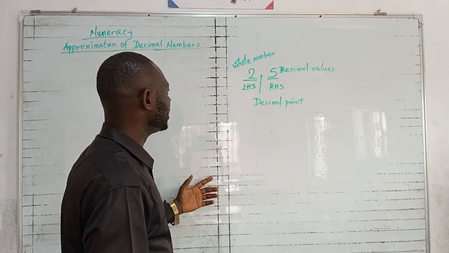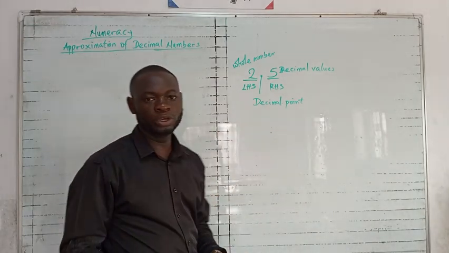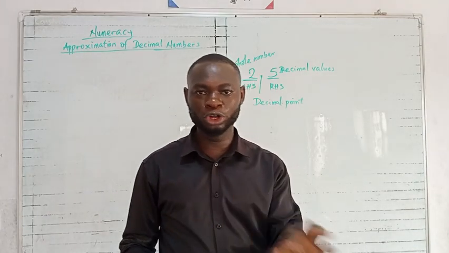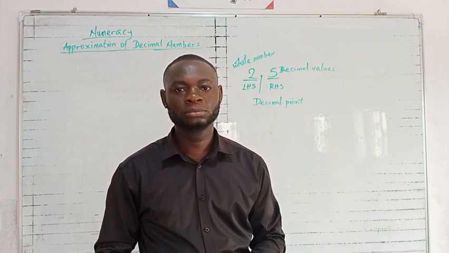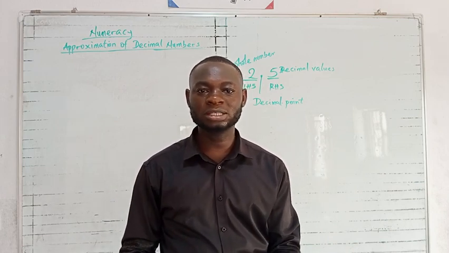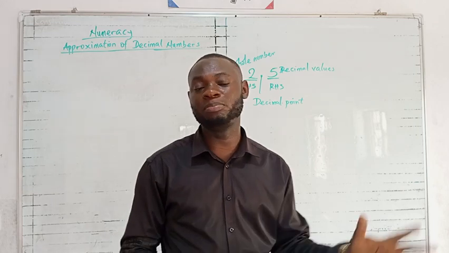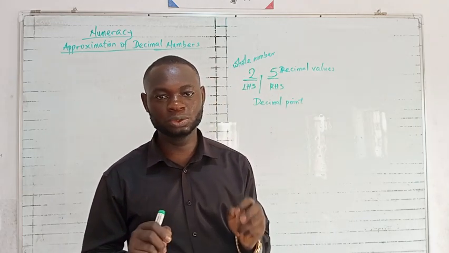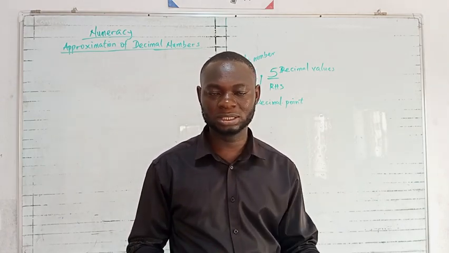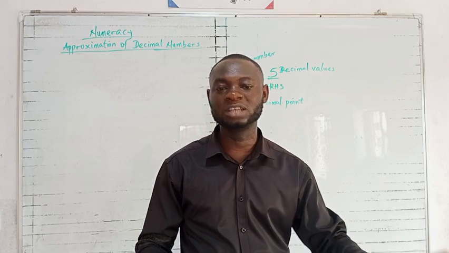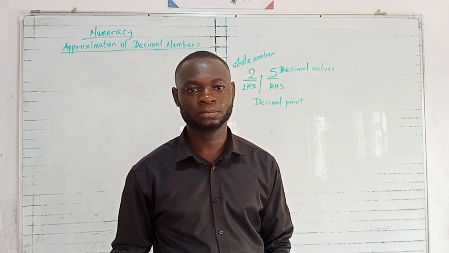Now, in approximating decimal numbers, we can approximate decimal numbers to the nearest whole number. We can approximate decimal numbers to one decimal place. We can approximate decimal numbers to 2 decimal places. We can approximate to 3 decimal places, 4 decimal places, and so on and so forth.